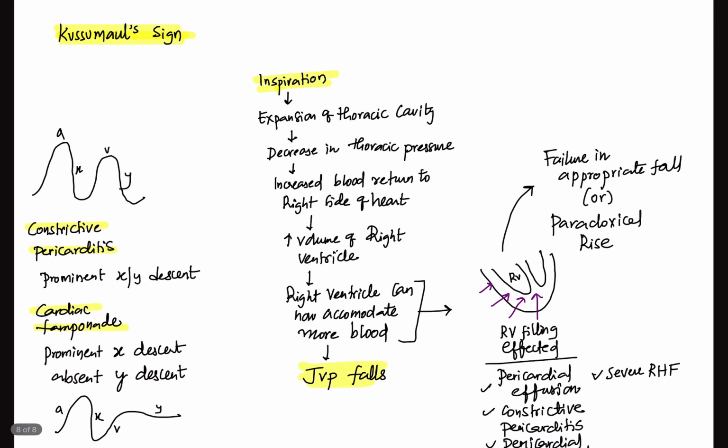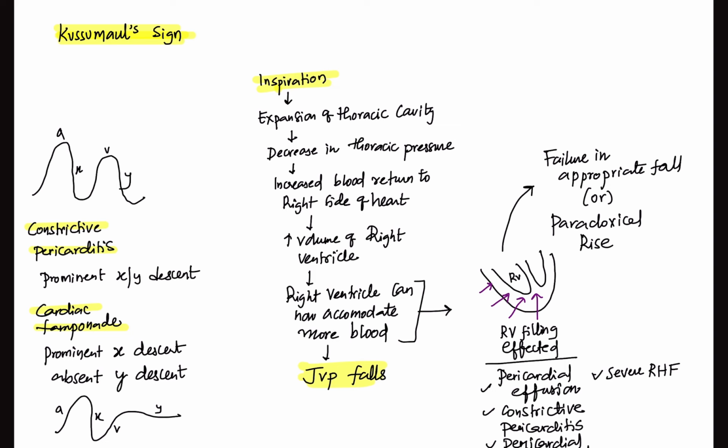I want to tell you about one more abnormal JVP waveform, that is Kussmaul sign, and the constrictive pericarditis and cardiac tamponade differences. First we'll finish off Kussmaul sign, then we'll come to the JVP waveforms seen in case of constrictive pericarditis and cardiac tamponade. Okay, imagine that you are breathing. Your breathing cycle includes inspiration and expiration.